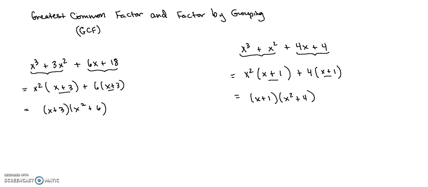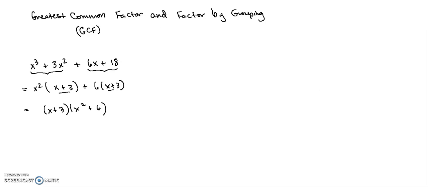All right, let's try one with different signs, because we've got to make sure that we get these to match. So let's say that we've got x cubed minus 2x squared minus 8x plus 16. Okay, let's try this one. So look for a common factor first, always. There's nothing that we can take out of all of them, so no common factor. We see 4 terms, so let's try factor by grouping.